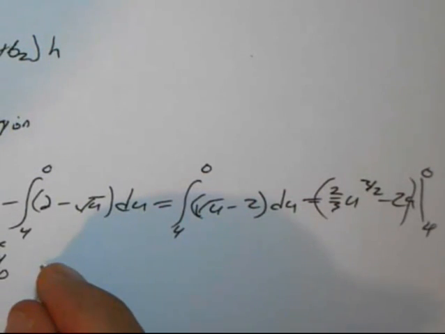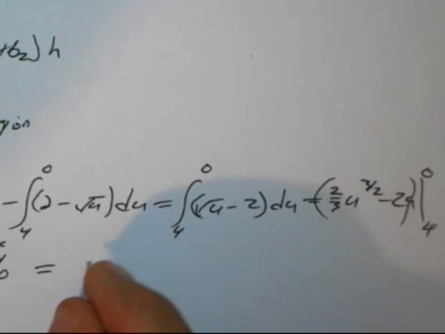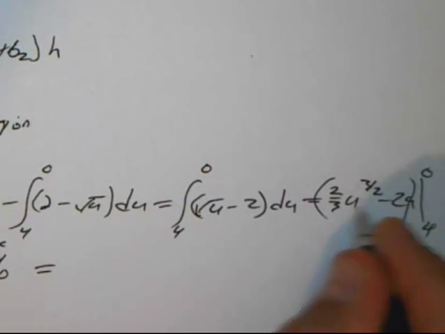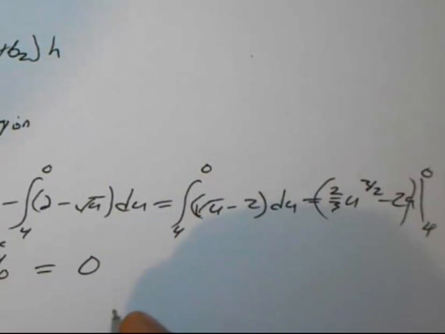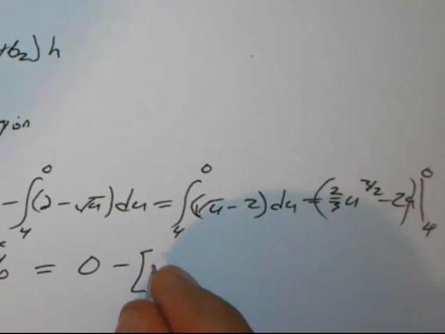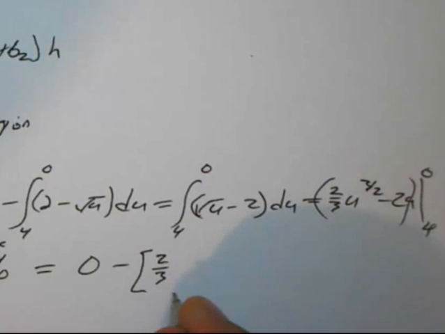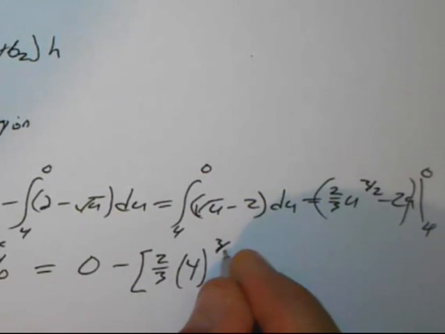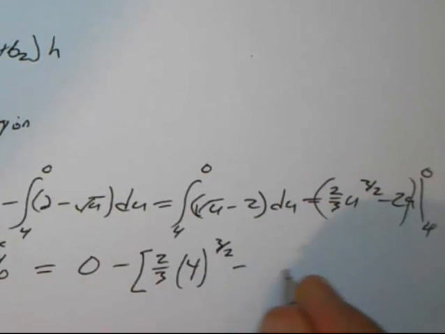Okay. Keep going here. So then, in the case of 0, we can see that putting 0 here gives you 0 and minus 0. That's just all one big 0 there. Now, minusing the 4 evaluation, we have here 2/3 times 4 to the 3/2. Minus 2 times 4.